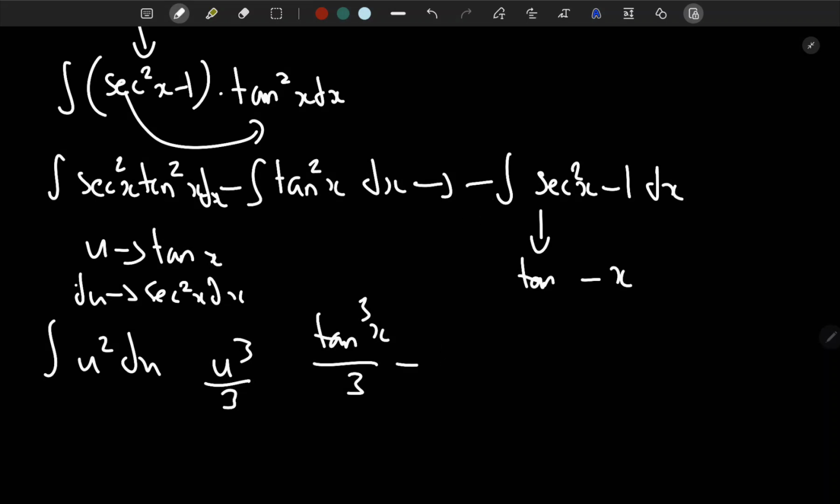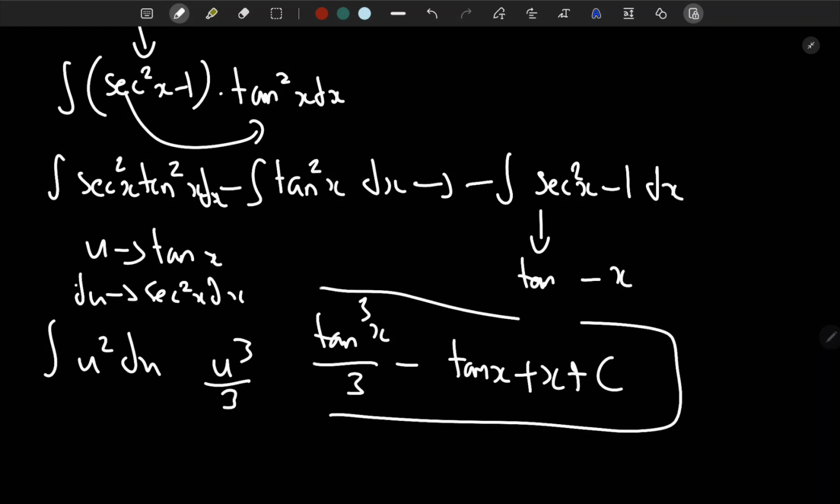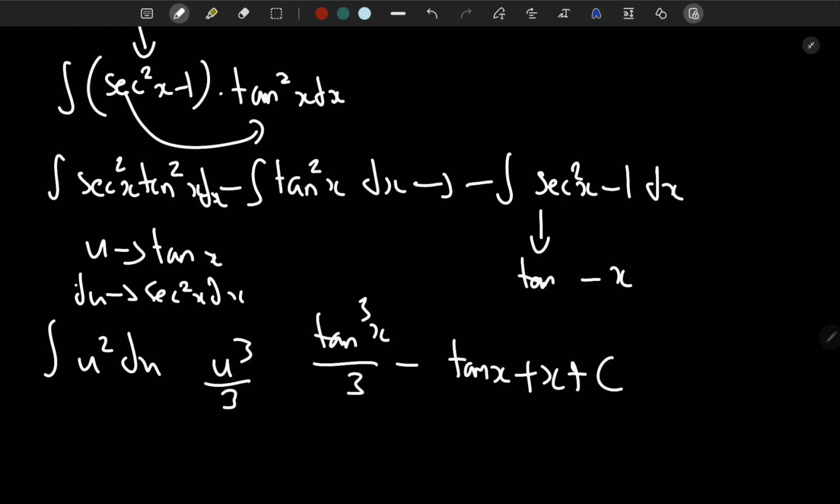It will be minus into tan x minus x, and now we can distribute it, so it will become minus tan x plus x, and don't forget the constant c. So this is the final answer. You realize that we had to try a lot of methods here to get to the answer. There is no fixed one method kind of problem, especially for tan and secant.